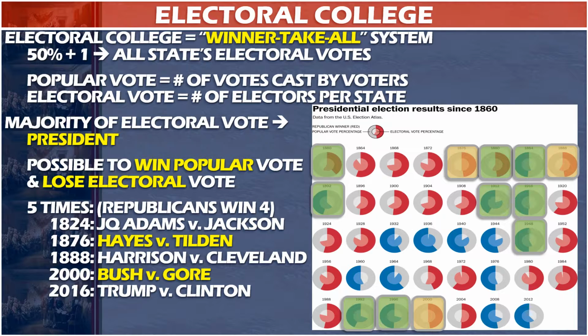And you can see here on the chart on the right, where the outer circle shows you the percent of popular votes, and the inner circle shows you the share of electoral votes.